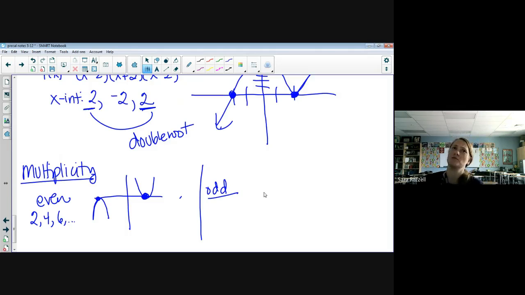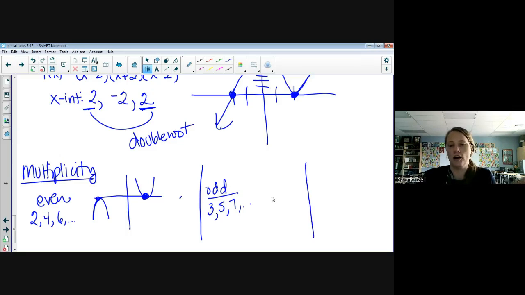Odd just does some weird stuff when it goes through the x-axis. If you have odd multiplicity, so it's a root 3 times or 5 times or 7 times, it just is a curly Q when it goes through it. It doesn't go straight through. It doesn't turn around. It just kind of zigzags, kind of like x cubed.